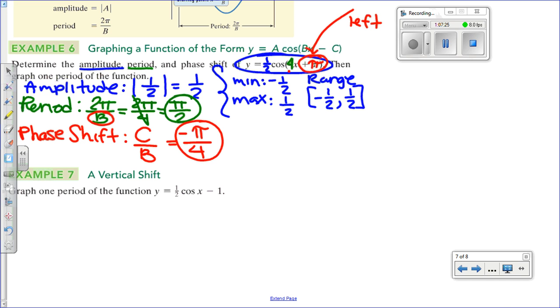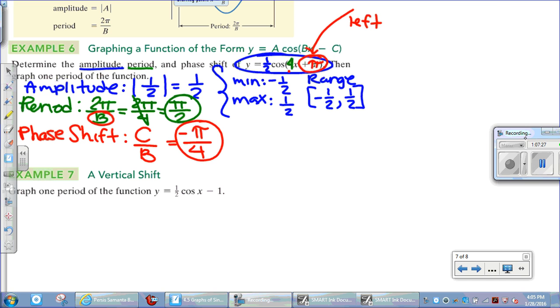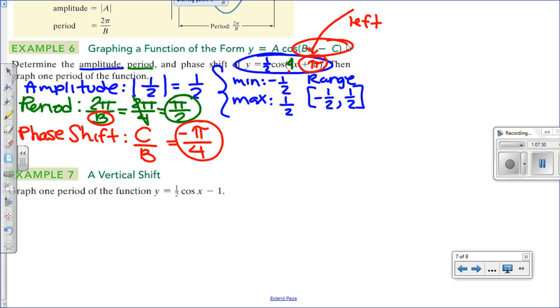Also, another way to explain this will be that if you notice this formula here, it says bx minus c. So what I can do here is say 4x minus negative pi.